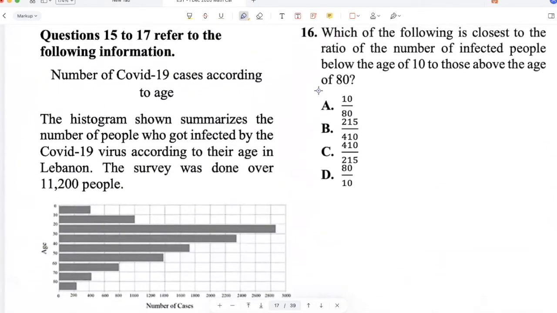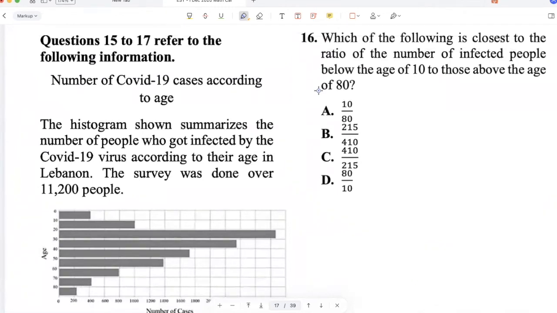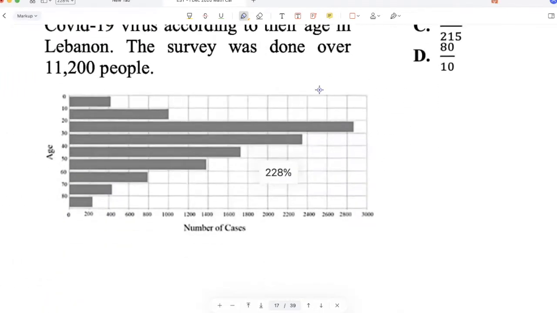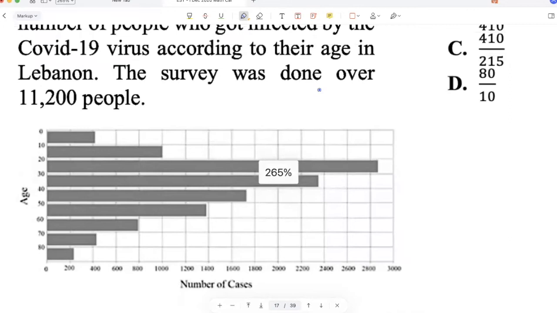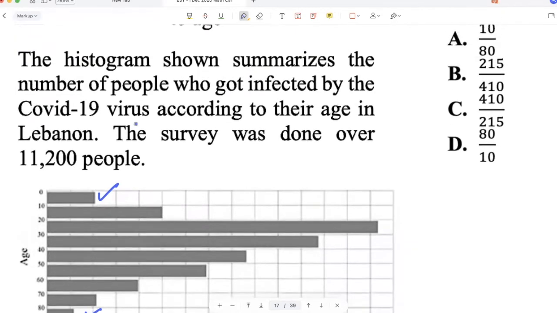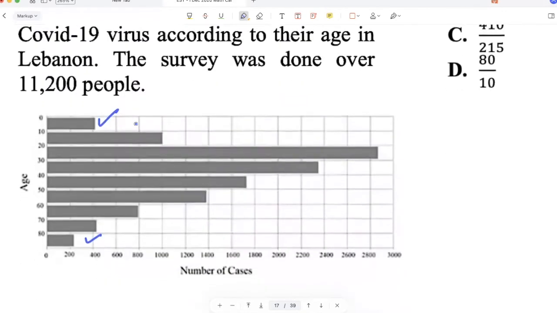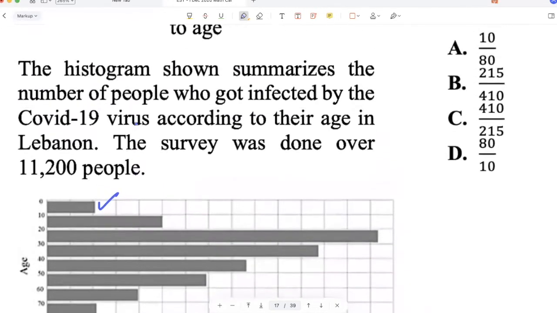Okay. Which of the following is closest to the ratio of the number of infected people below the age of 10 to those above the age of 80? Okay, below the age of 10, so that's this group, and above the age of 80 is this group, right? So below the age of 10 is a little over 400. So what are the options? And this is a little over 200. Okay. Yeah, so it's 410 to 215, option C.